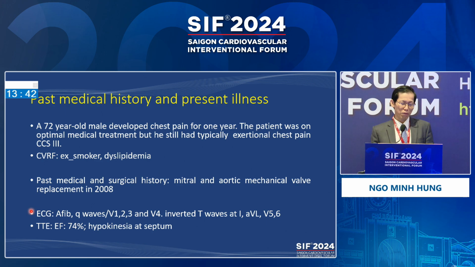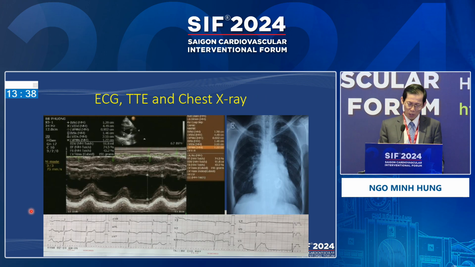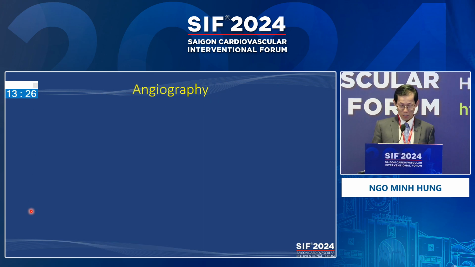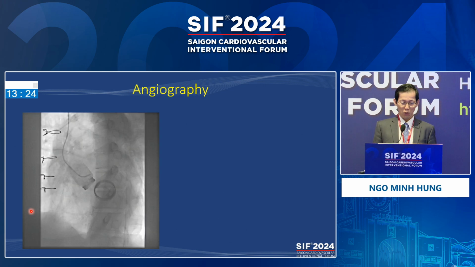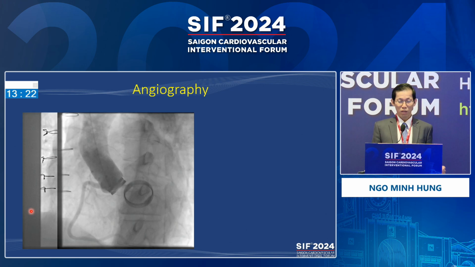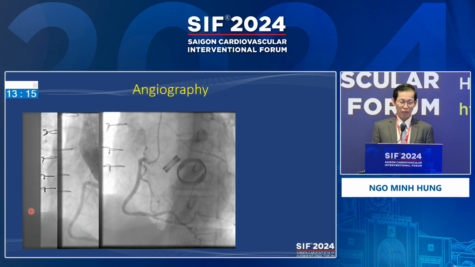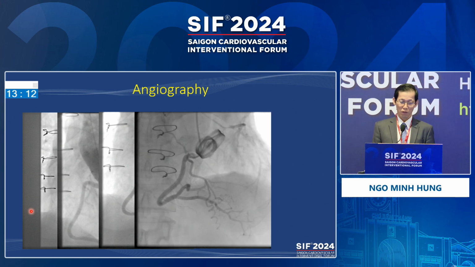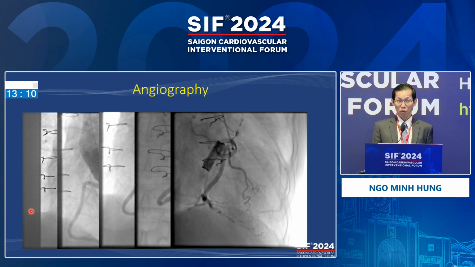EKG showed AFib and Q waves at V1, 2, 3, and V4, and inverted T waves. And this is the echo and chest X-ray. You can see the two valves on the chest X-ray, and hypokinesia at the anterior wall and the septum. And this is the angio. This is the angio for the right coronary artery. What do you see? You see the double valve, and nothing on the left side, just the right side.